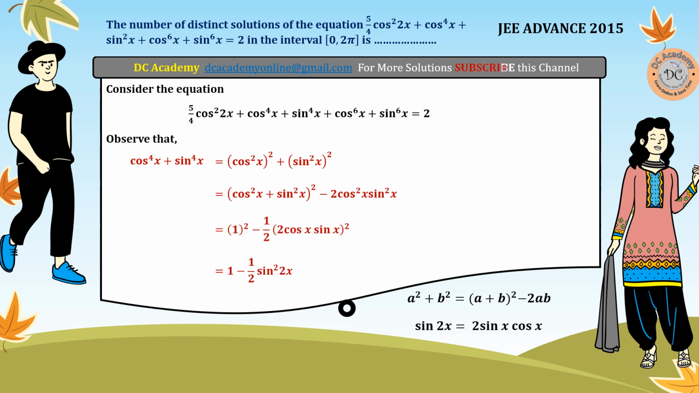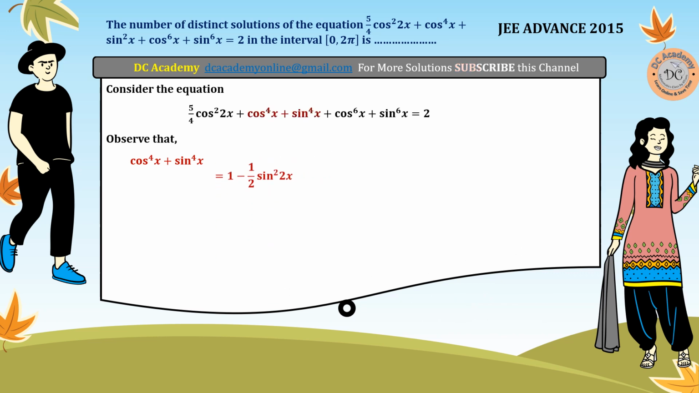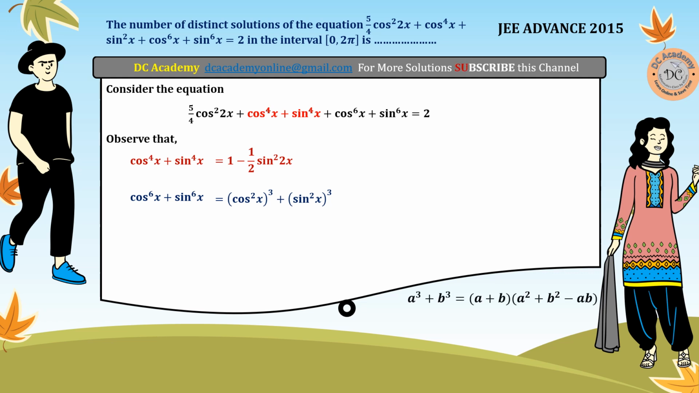Now our next job is to simplify the other two terms, that is, the cos 6x and sine 6x terms. Let's go ahead. We consider cos 6x and sine 6x, and these two terms can be written as (cos square x) whole cube plus (sine square x) whole cube. Here we recall the formula for a cube plus b cube, which in factorized form is (a plus b) into (a square plus b square minus ab). So, considering a as cos square x and b as sine square x, it will be written as (cos square x plus sine square x) into (cos 4x plus sine 4x minus cos square x sine square x).